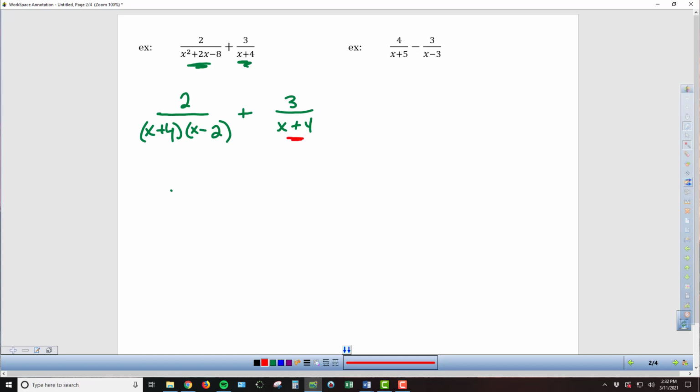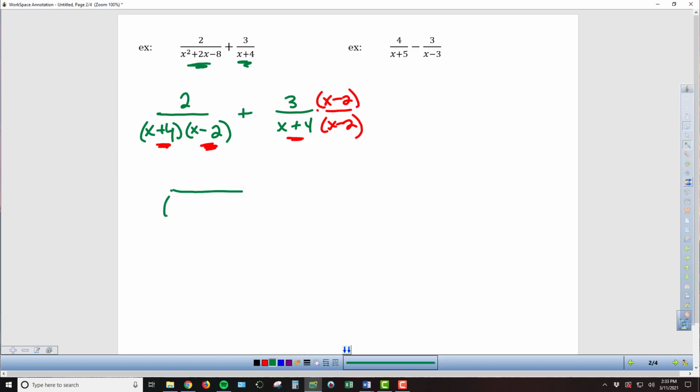So we can see they both have this x plus 4, but the first fraction has an x minus 2 in the denominator. So that means the second fraction needs to have an x minus 2 in it as well. And so we can multiply the top and bottom of that second fraction by x minus 2. So now we'll have the same denominator in both.